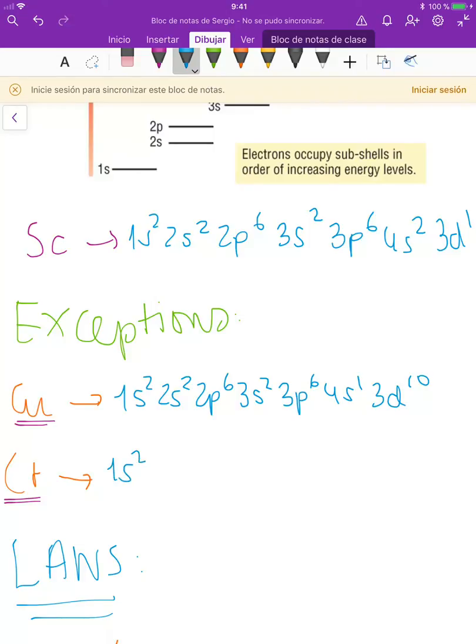Chromium is 1s2, 2s2, 2p6, 3s2, 3p6, 4s1, and 3d5.